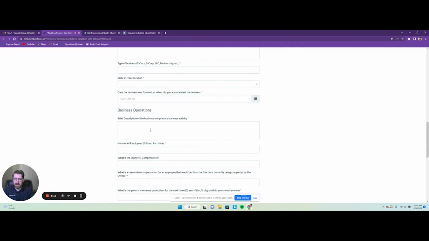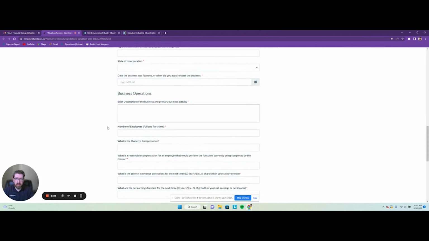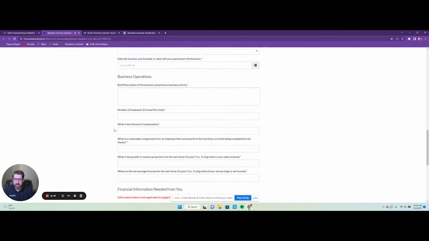Now, moving on to business operations. This is where we get some background on your business and make sure that we have good information. So a brief description of your business. This doesn't have to be a long story, just a quick, what do we do, who we are, to make sure we have all that information. Number of employees. This is critical. Just give us the full and part-time, because this allows us to use it during the valuation process to make sure we compare to businesses that are similar to your company in the size of their operation.